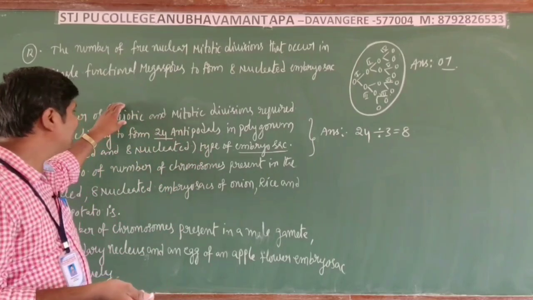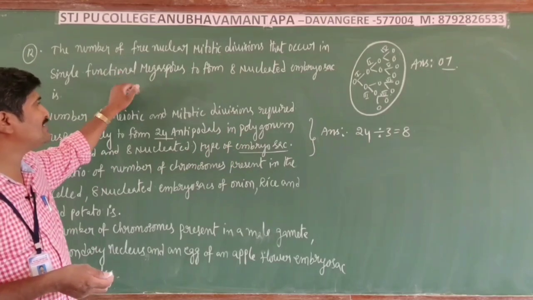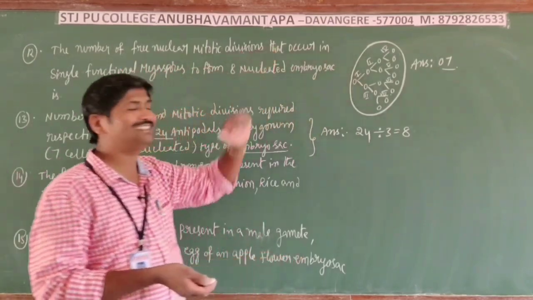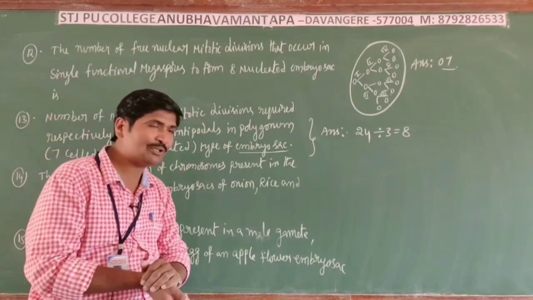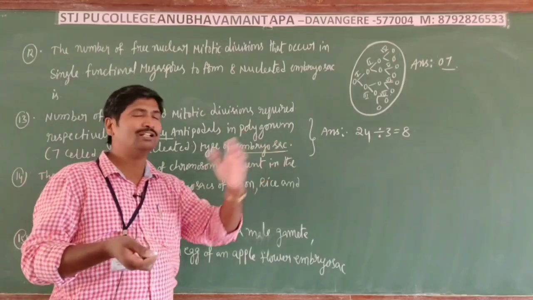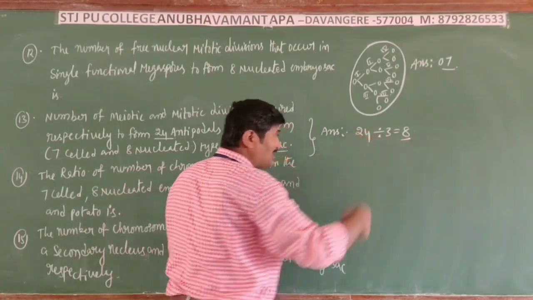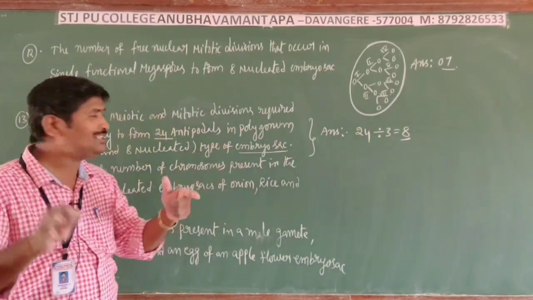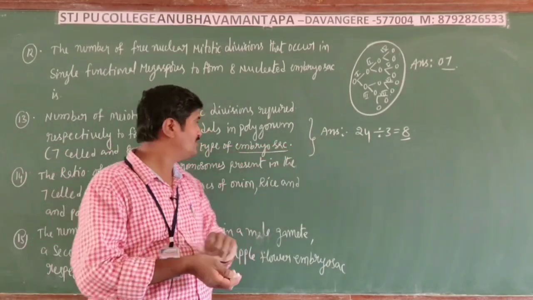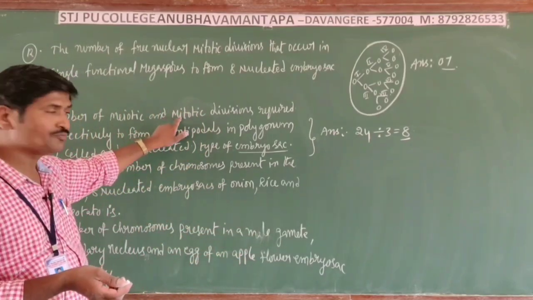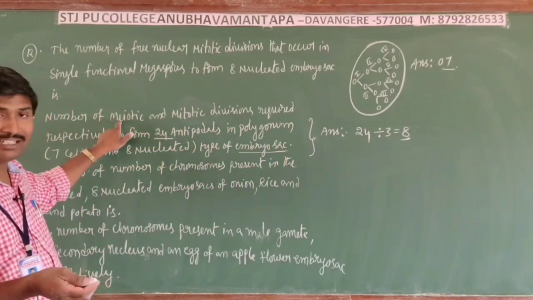The number of meiotic divisions is equivalent to the number of embryo sacs. The functional megaspore undergoes repeated mitotic cell divisions and finally forms the 7-celled and 8 nucleated structure of the embryo sac, that is known as the polygonum. So 8 embryo sacs contain how many antipodals? 24 antipodals. See, for 8 embryo sacs, the total number of meiotic cell divisions is 8.